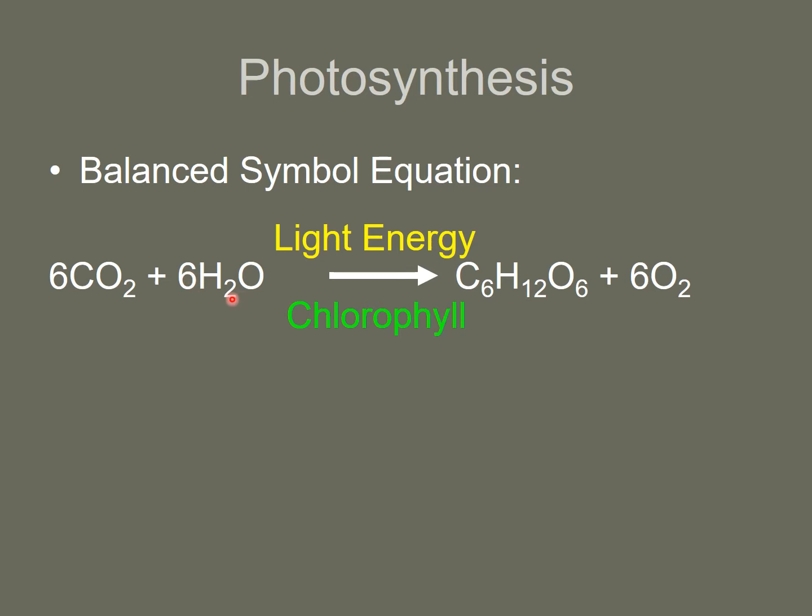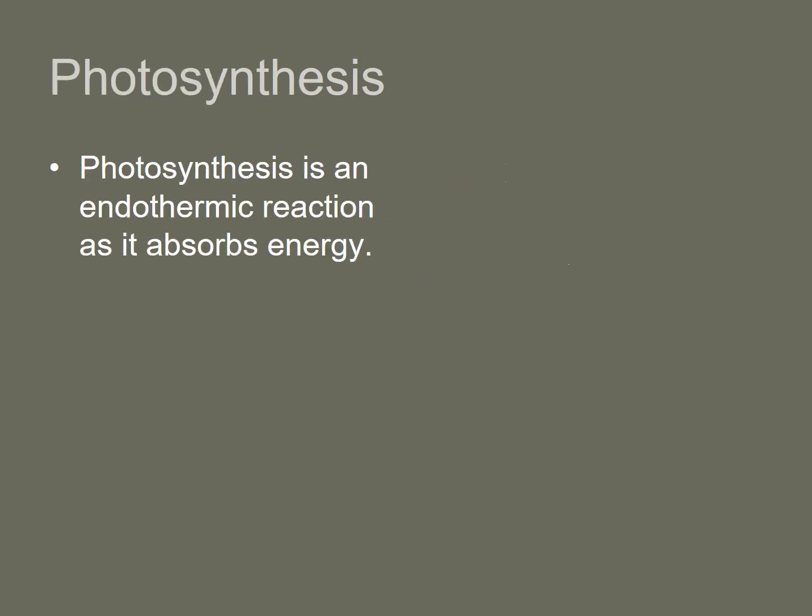Oxygen wise, well, we have 6 times 2 here, so we've got 12 oxygen, plus 6 times 1 here, so 12 plus 6 gives us 18. Then over on this side we've got 6 over here, so that leaves us with 12 more that we need. We've got 2 in an oxygen molecule, so 6 times 2 gives us 12. 12 plus 6 is 18, so we can see that that equation is balanced.